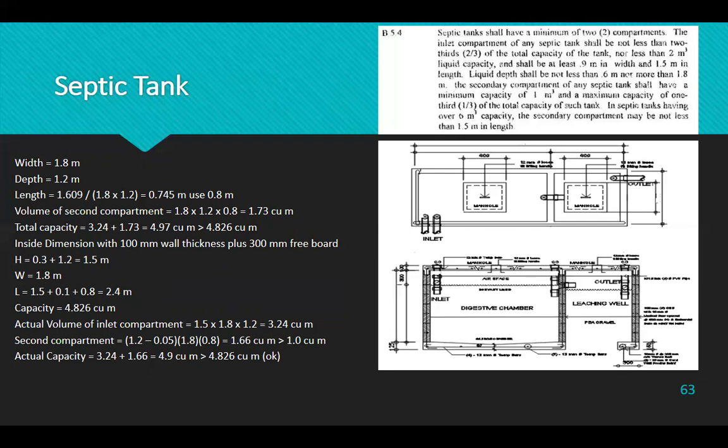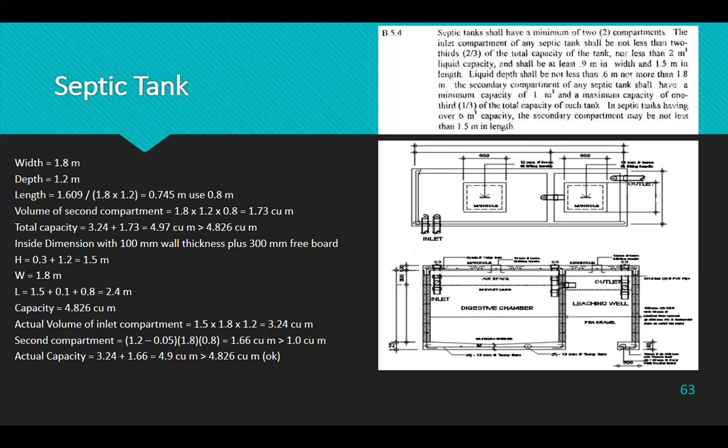Any method, basta magtali ka. Any manipulation ng calculation mo. Okay? Basta magtali ka lang yan. So volume of second compartment is 1.8 times 1.2 times 0.8 is 1.73 cubic meters. So slightly above siya. So the total capacity is 3.24 plus 1.73. So this is also second compartment is above 1 cubic meter. So total capacity is 4.97 cubic meter is greater than 4.826 yung required.